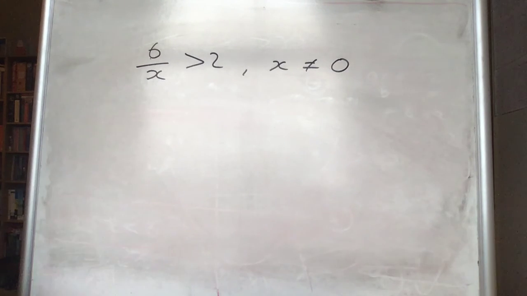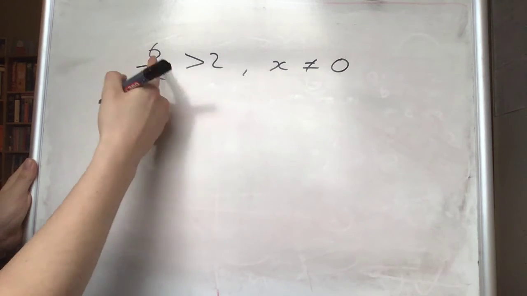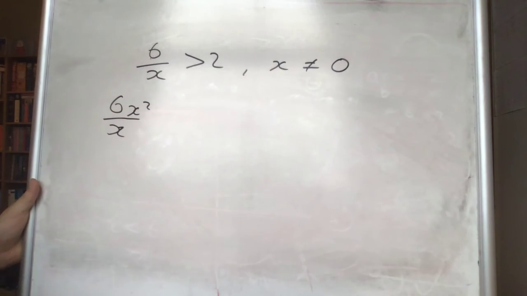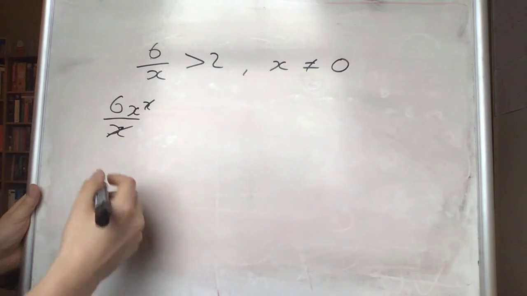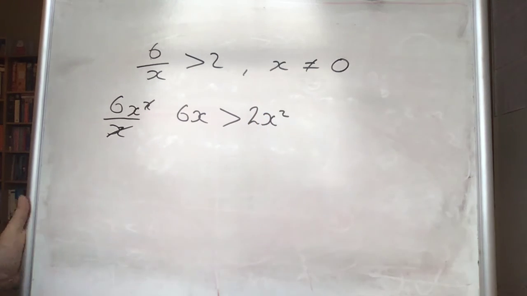Instead, we want to multiply both sides by x squared, because x squared is never negative, and x is not equal to 0, so x squared is not equal to 0, and the inequality sign will stay the same. So let's multiply both sides by x squared. If we multiply 6 divided by x squared, we're going to get something like that, and then we can cancel out one x, so that's going to give us 6x is greater than 2 multiplied by x squared, which is 2x squared.